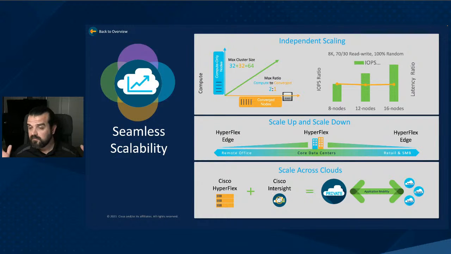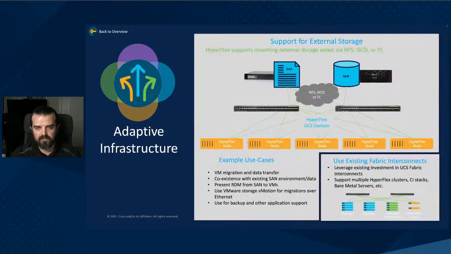If they have needs for smaller clusters for remote offices or small branches, then they can have HyperFlex Edge, which starts with 2 nodes and extends to 8 nodes. So they can have that kind of environment too.